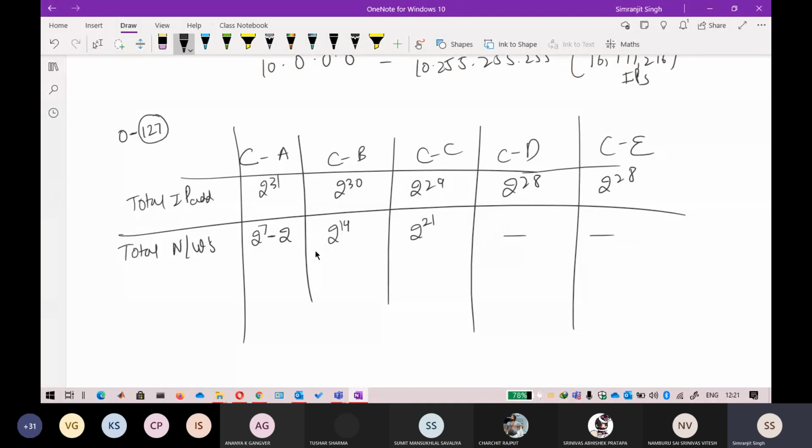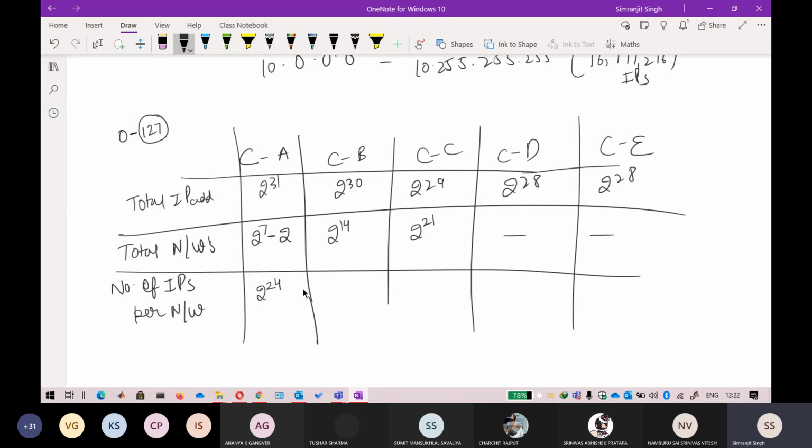Okay. So again, I can ask the number of IP addresses per network. So till now we have done this. In class A, what is the host ID bit part? In class A, the host ID part is 24 bits, so you can say 2 raised to power 24. What is the host ID part of class B? It is 16 bits, so you can say 2 raised to power 16. And what is the host ID part of class C? It was only 8, so you can say 2 raised to power 8.